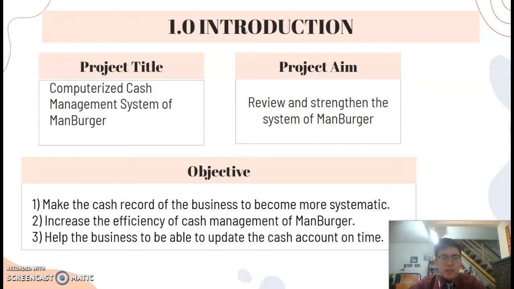First is to make the cash record of the business of Memburger become more systematic compared to the previous system. Our second objective is to increase the efficiency of cash management of Memburger. Our third objective is to help the business update the cash account on time.